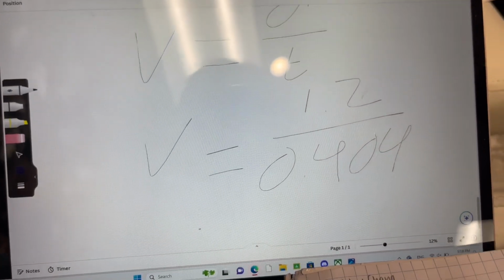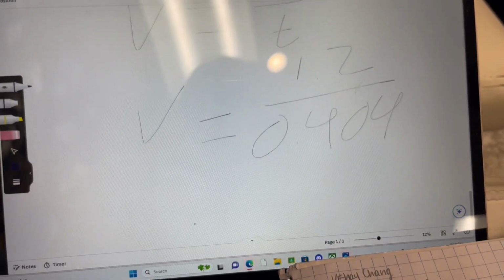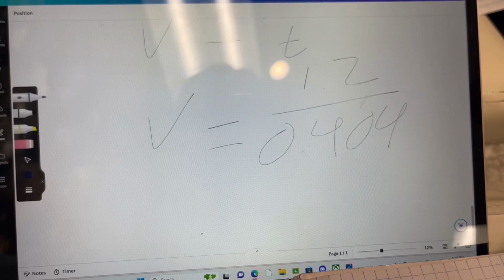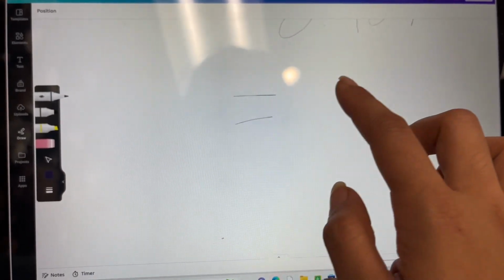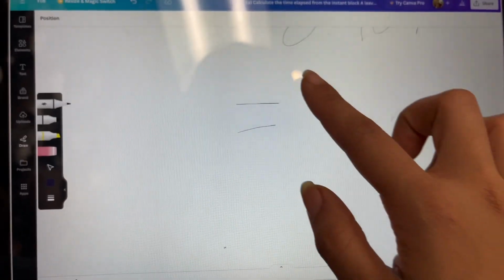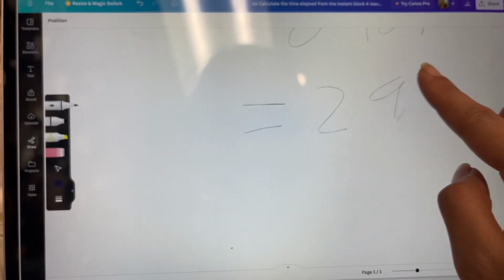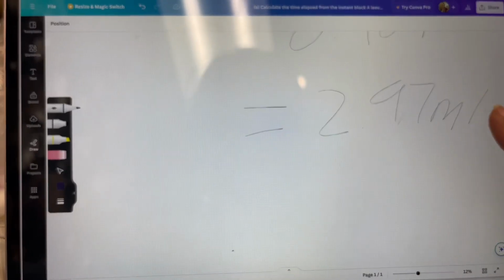So v would equal 1.2 over 0.404, and that would actually equal 2.97 meters per second.